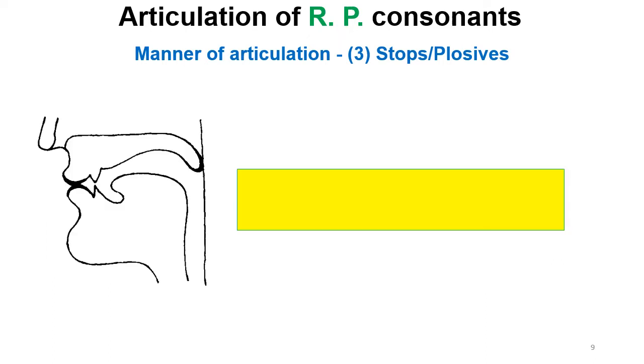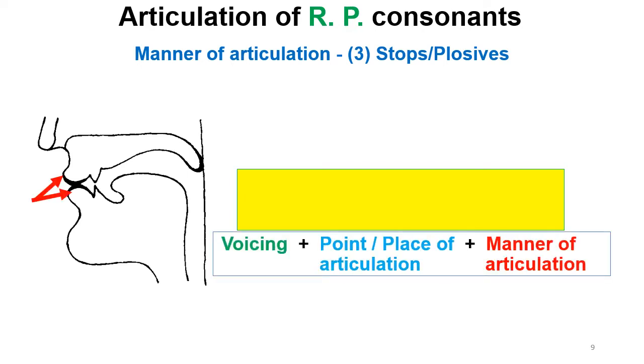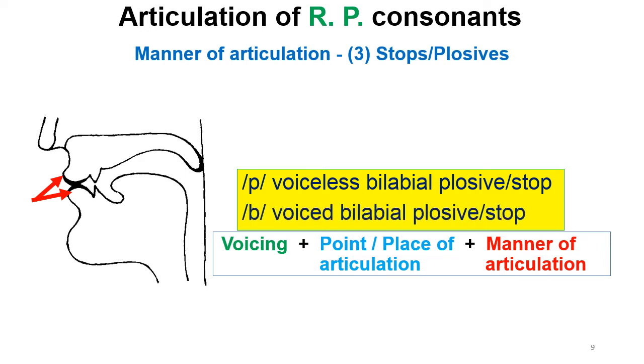How then do we describe P and B in terms of voicing, place of articulation, and manner of articulation? P is a voiceless bilabial stop. B is a voiced bilabial stop, or plosive. The third English plosive or stop is T.